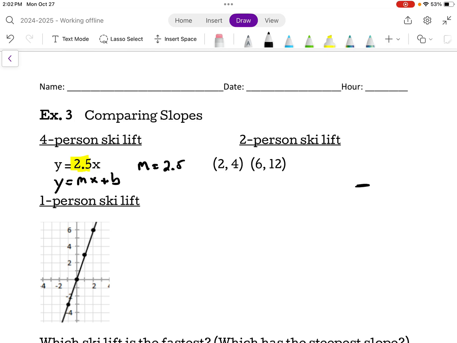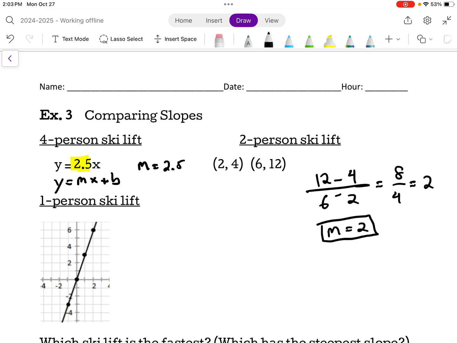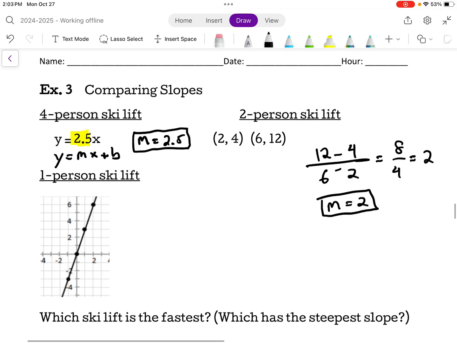The slope of these 2 points, the 2-person ski lift, because they're points, I can set them into the slope formula by subtracting the y's on top. I'm just going to go big number minus little, and then I've got to keep the same order. So if I do 12 minus 4 on top, subtracting the y's, I have to do the same order on bottom. 12 minus 4 is 8, 6 minus 2 is 4, 8 divided by 4 equals 2. So the slope of that equation is 2. The slope of the previous equation was 2.5.